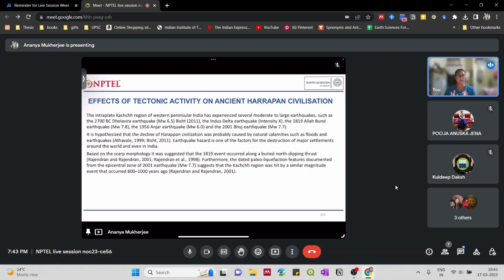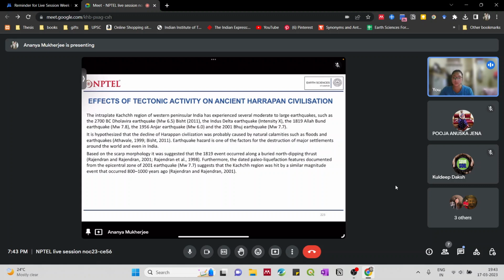So when people started studying after the Bhuj earthquake, the studies were done with respect to archaeology, as well as the geological and geophysical aspects. What they found was that several moderate to large earthquakes have taken place in this area, either in recent times as well as in the past.